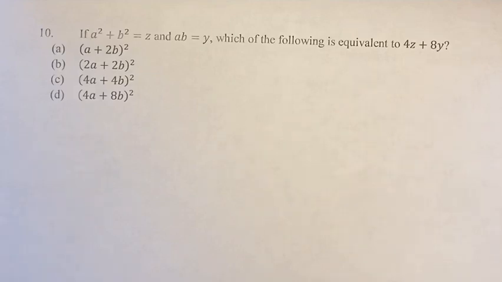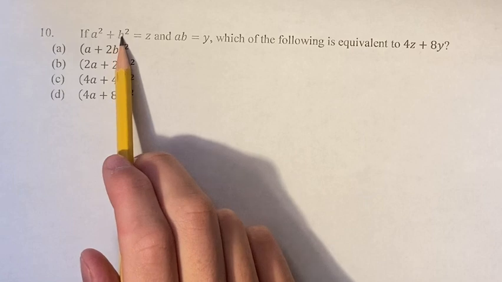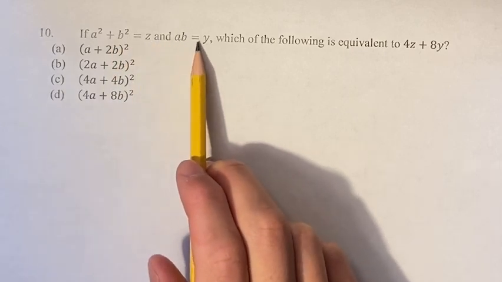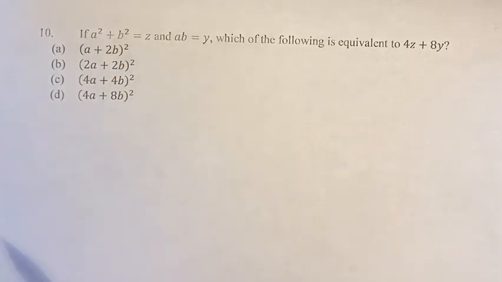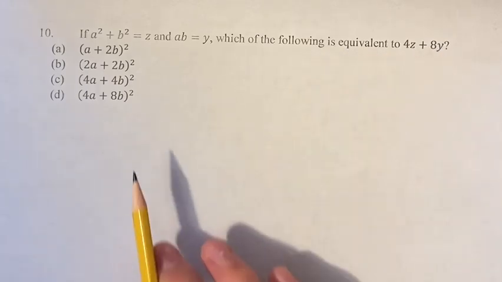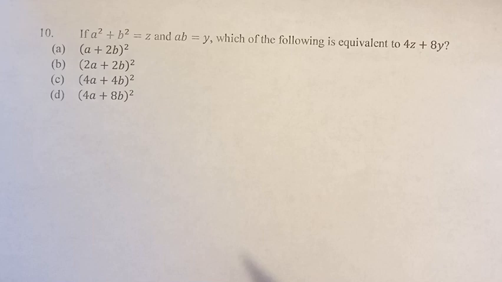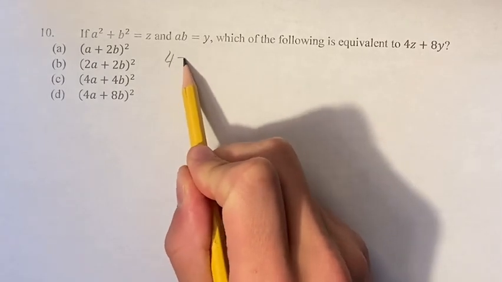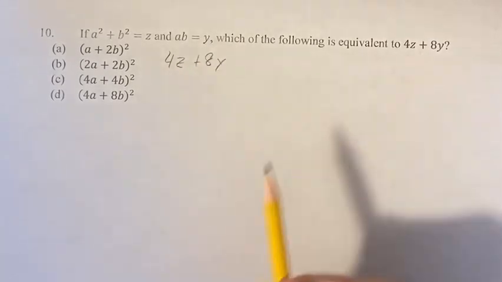In this problem, we're told that a squared plus b squared is equal to z, and ab is equal to y. From this, we're asked to find which of the following is equivalent to 4z plus 8y, where we have these answers in terms of a and b. So rewriting, we have 4z plus 8y.